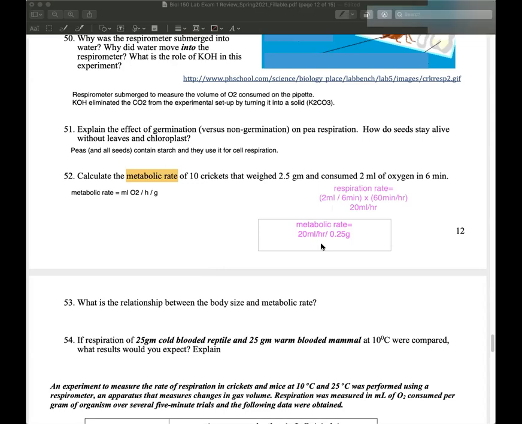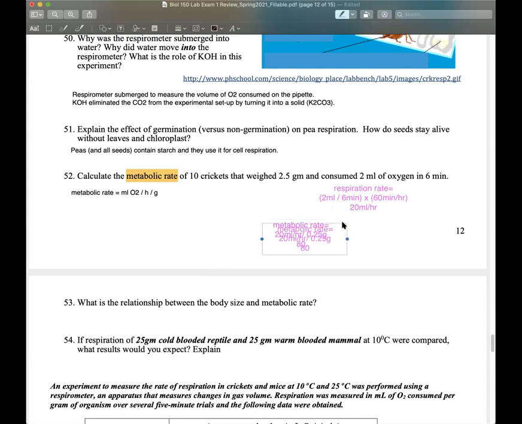Okay, so I guess there's 2 ways we could do that. So yeah, I also got 80. Okay, so we either divide by 10 in the grams or after we've calculated metabolic rate, if that makes sense. So let's try it this way where we have 2.5 grams, and then whatever this answer is, divide that by 10 crickets and see what the answer is.